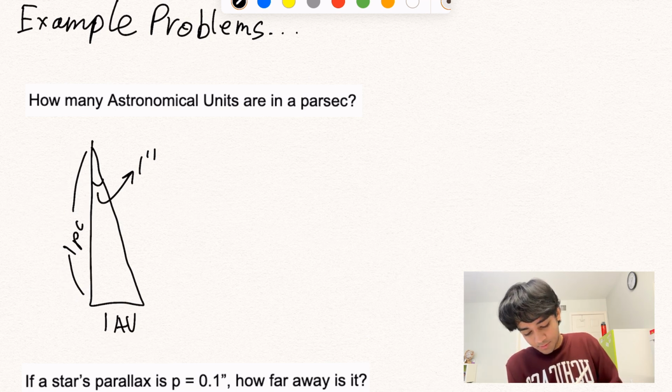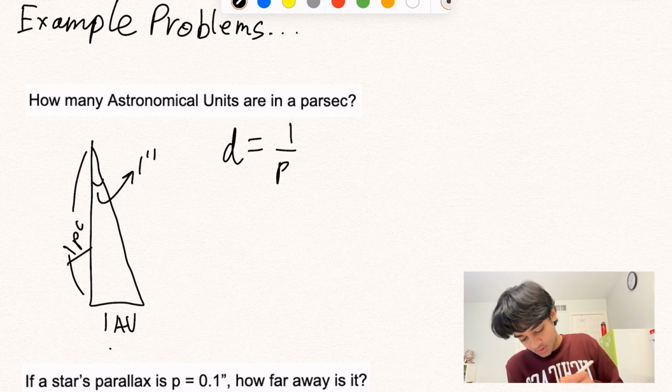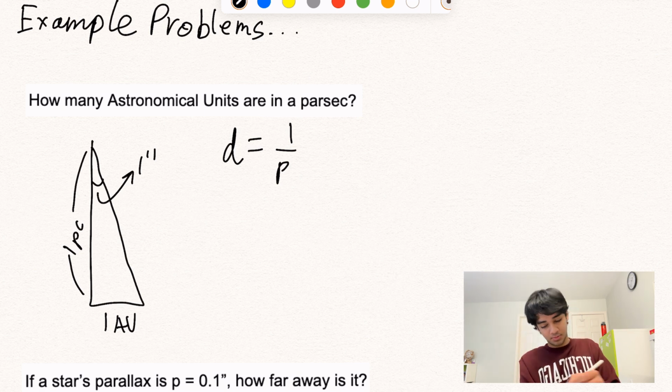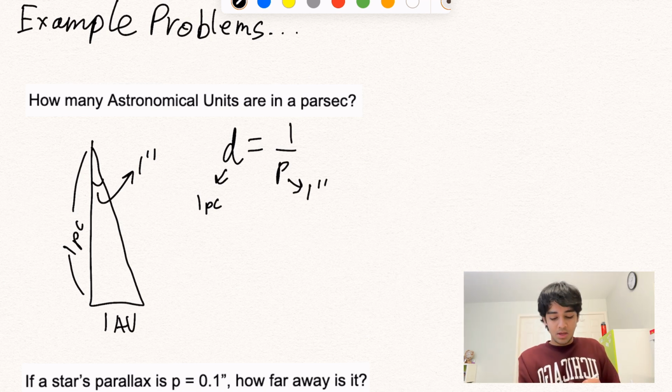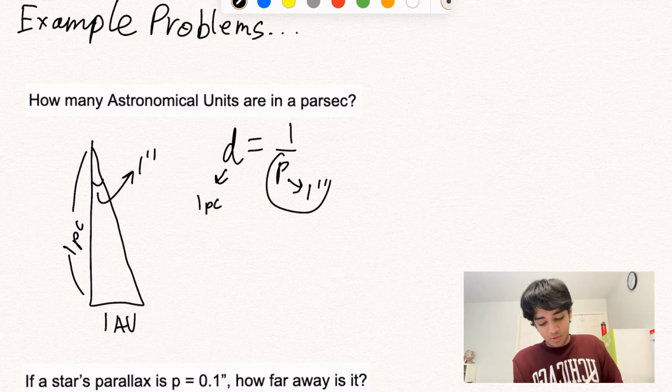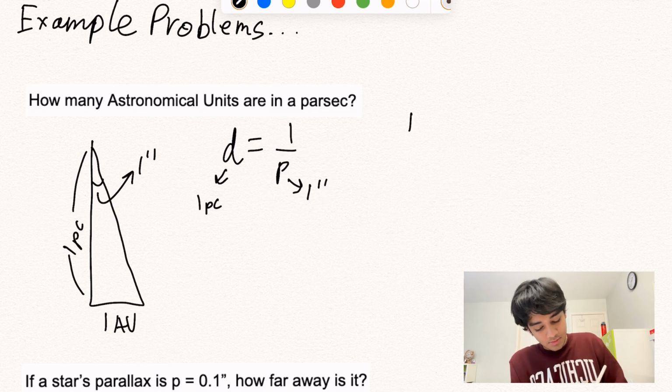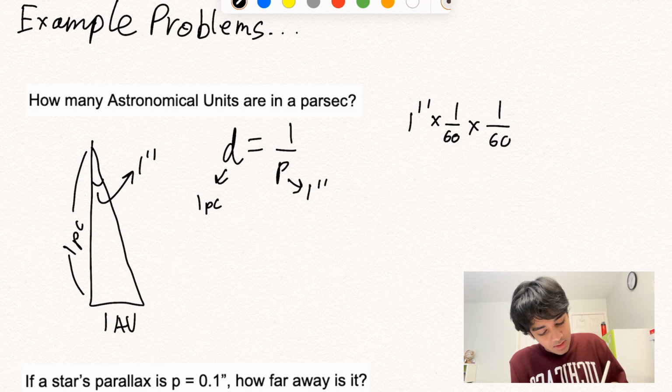So let's start by writing our formula. We have D equals 1 over P. Here we have 1 parsec and 1 arcsecond. So let's plug that into our formula. We have 1 PC and 1 arcsecond. But remember, whenever we're using this formula, we have to turn this into radians. So let's start by doing that. Let's get this to arc minutes first. So this is arc minutes. Now this is degrees. Now let's turn this to radians.